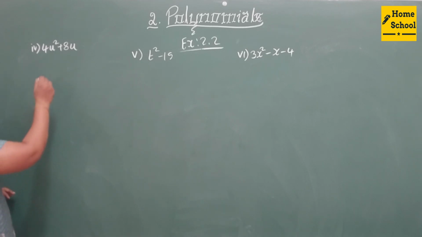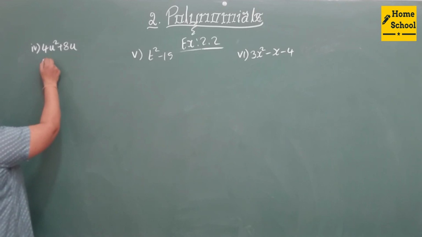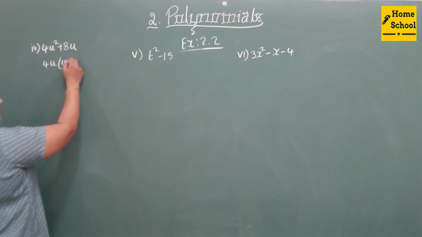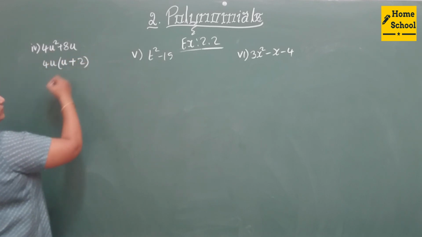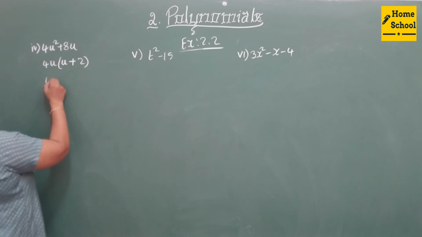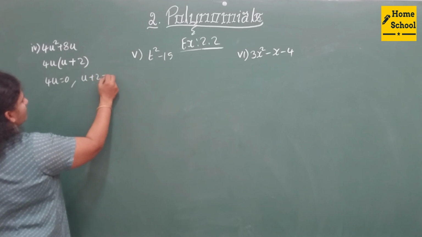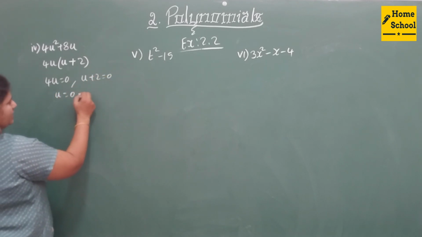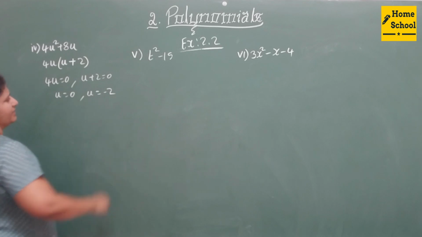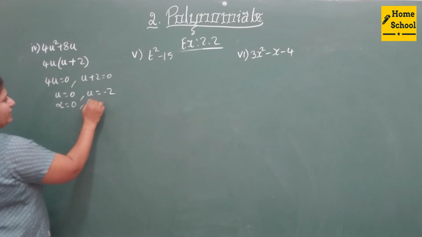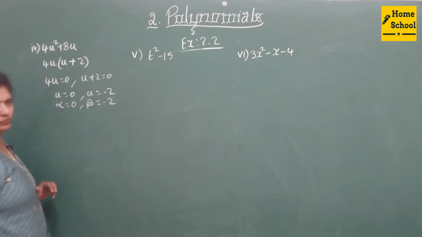So observe here, among these two, 4u is common. Take out 4u, 1u is left inside, plus 2. So directly you can equate to 0 and get the zeros. u plus 2 equal to 0, so u is equal to 0, u is equal to minus 2. Then alpha is 0, beta is equal to minus 2.